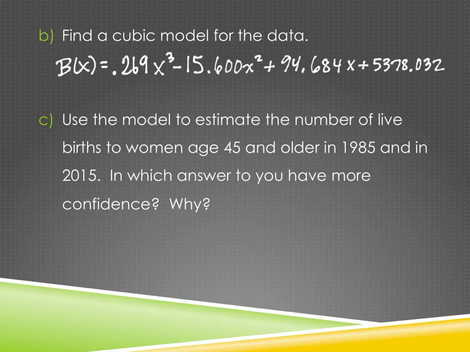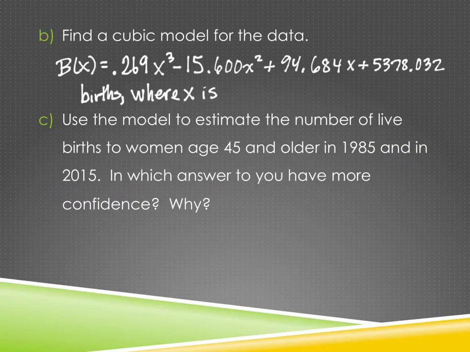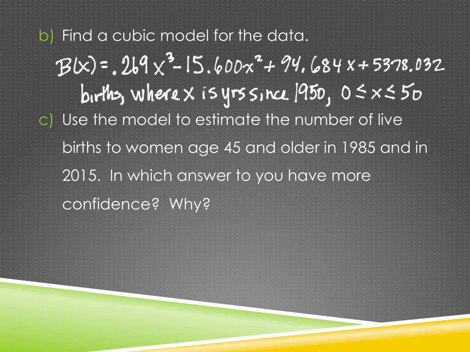The output. So what is the output in this model? Births. I need to say that. It's births. And we'll always say where the input, in this case I've used X, I always use X. So where X is. What is X? It's years, and then I need to designate my starting spot, which I let be 1950. So where X is years since 1950. And there's one more thing I need. An interval. So my lowest value on my L1 was 0, and my highest value was 50. So it's 0 less than or equal to X less than or equal to 50. Or if you want, you can use words and say for 1950 to 2000. It would be okay to use language for it too. It doesn't have to be an actual inequality.